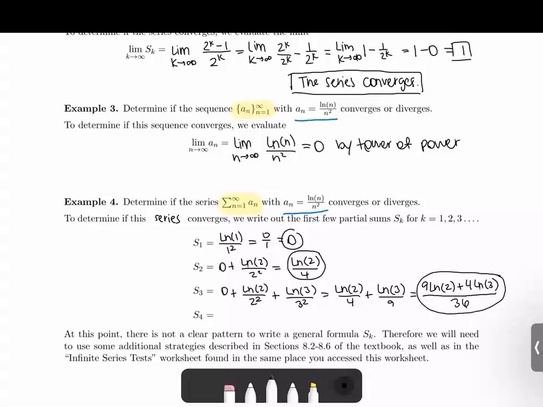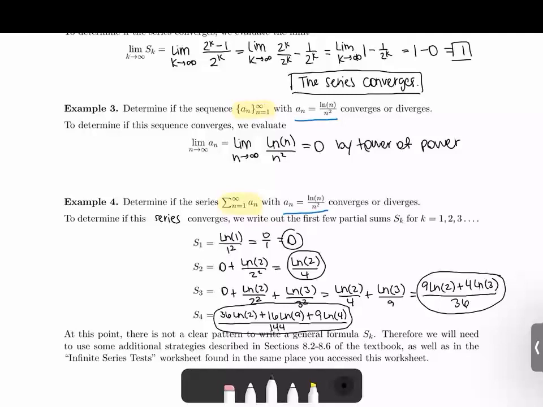Lastly, you can write out S4 on your own, but I'm just going to tell you what that final answer is after we add the fractions. This is going to be 36 ln of 2 plus 16 ln of 9 plus 9 ln of 4, all over 144. Okay.